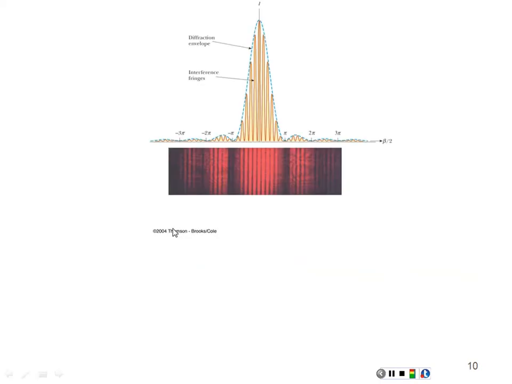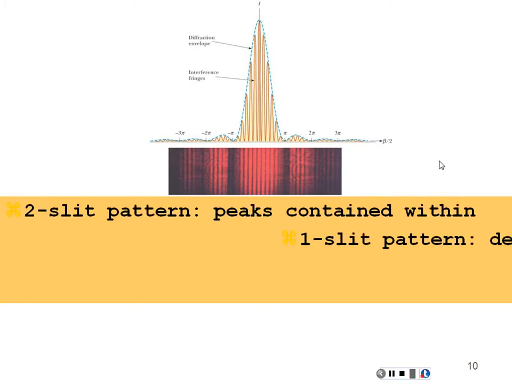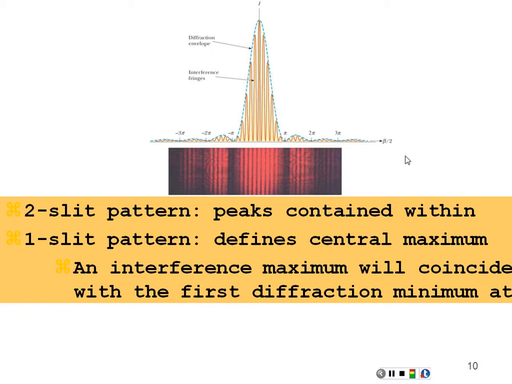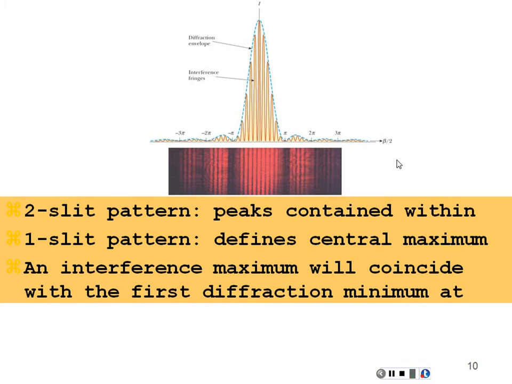So as we superimpose these, we have the envelope of the single slit pattern with the interference pattern of the double slits inside, and we can see a wide maximum with all the maxima and minima of the double slit pattern superimposed on top of that. So we have the two slit pattern contained within the one slit pattern.